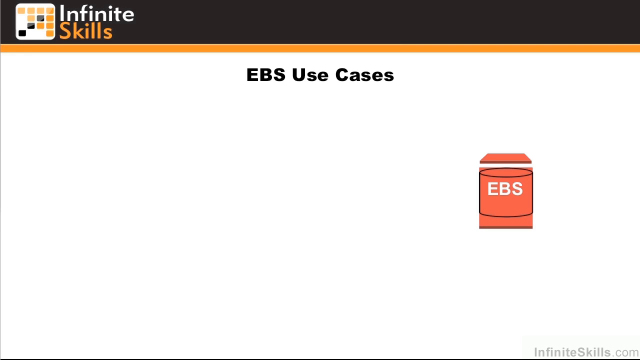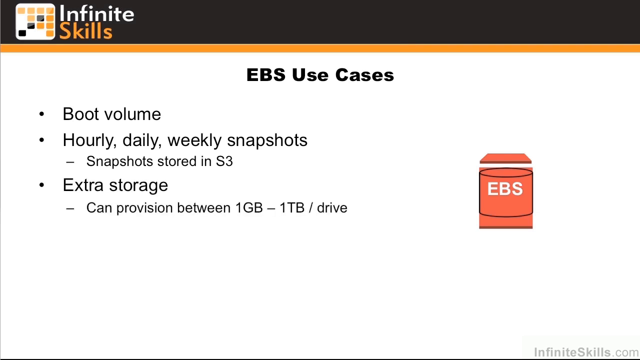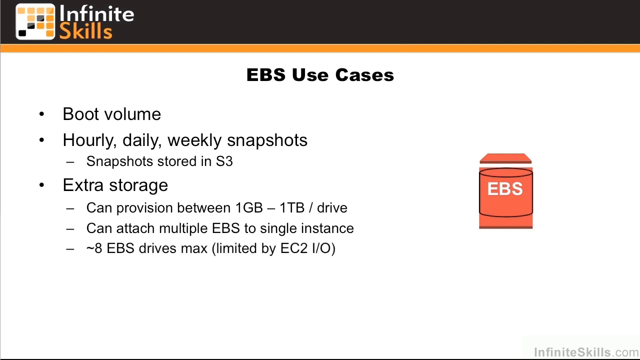Let's look at some of the EBS use cases. The first and best case is as a boot volume. You can do hourly, daily, and weekly snapshots. The snapshots are stored durably in S3. You can also use it whenever you need extra storage. You can provision between 1 gigabyte and 1 terabyte per EBS volume. And you can attach multiple EBS volumes to a single instance. The sweet spot typically maxes out at about 6 to 8 EBS volumes. Again, this is limited by the EC2 I/O. The larger instance you have, generally the more volumes you can attach.